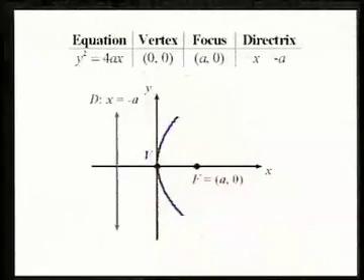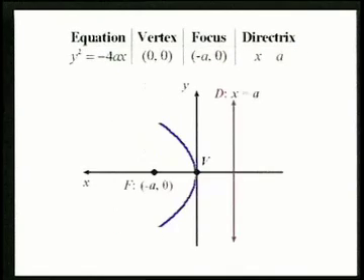What I'm going to do now is introduce you to all four forms of a parabola whose vertex is at the origin. We've already been introduced to the first type. The equation of the form y squared equals 4ax is going to be a parabola whose vertex is at the origin, whose focus is on the positive x-axis at a comma 0, and whose directrix is the vertical line x equals negative a. We note that the parabola opens to the right.